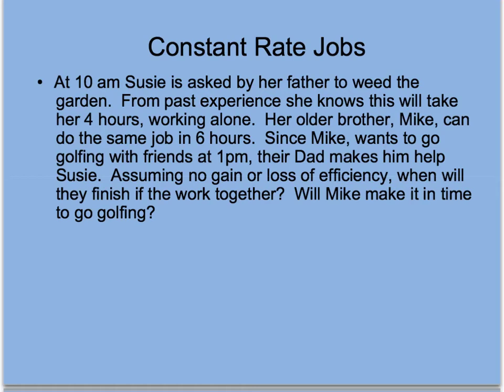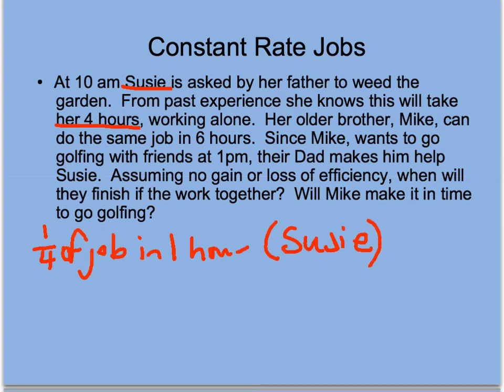Okay, so we know from the problem that it takes Susie 4 hours to do the job, which means that in 1/4 of an hour, she can do 1/4 of the job, as we have here. Now it takes her older brother Mike 6 hours to do the same job. So it means that in 1 hour, he can do 1/6 of the job. So if we let t equal time, I know that in 1 hour, 1 over t of the job gets done.